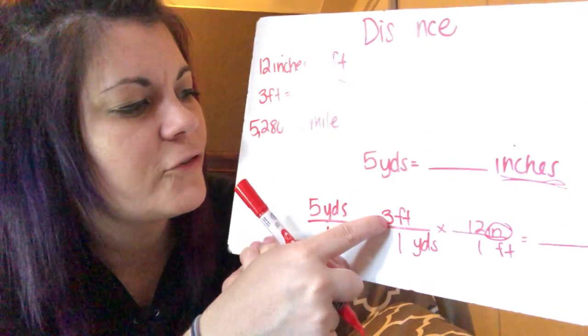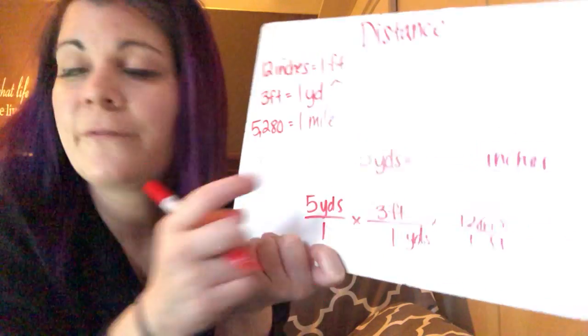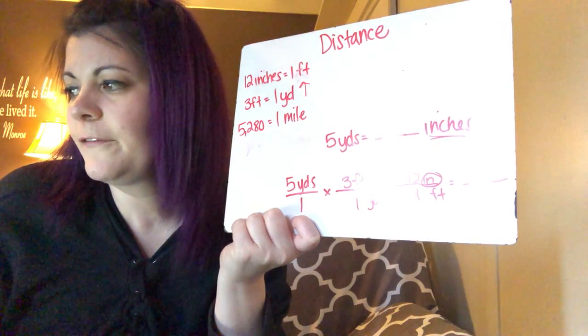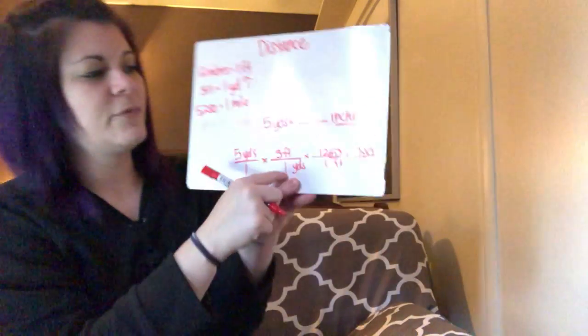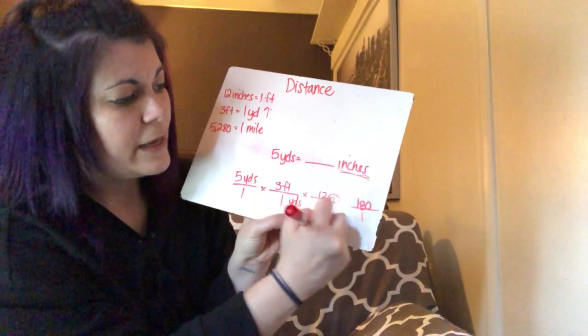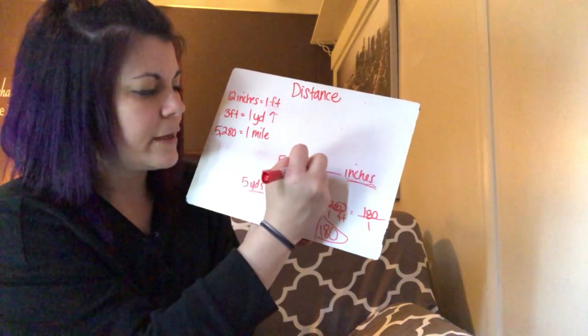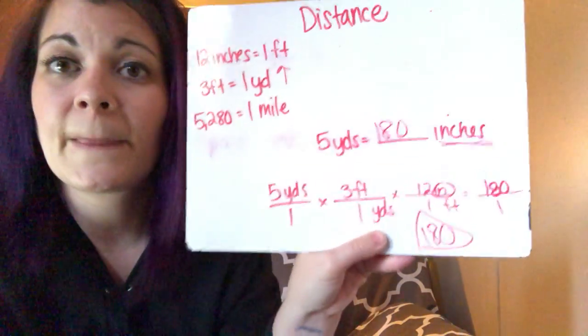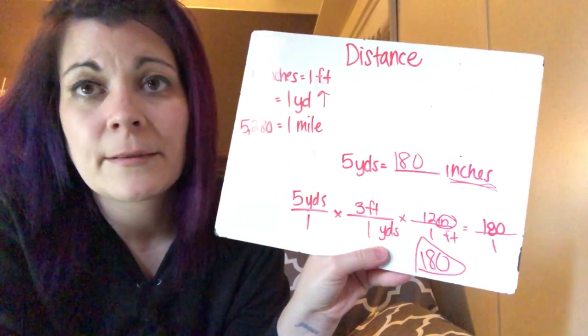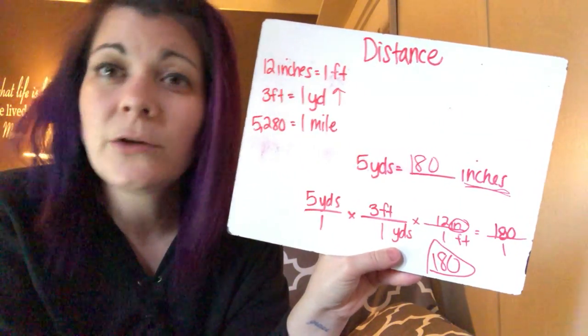So 5 times 3, 15. 15 times 12, I don't know that by heart. 15 times 12 is 180. And then 1 times 1 times 1 is 1, so 180 over 1 is still just 180. And we know that it's already in inches because that's where we ended, okay? So 5 yards equals 180 inches. And this is how you do conversions. And you can use this system with everything.